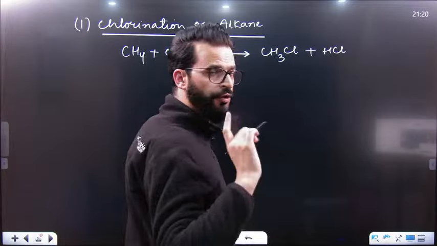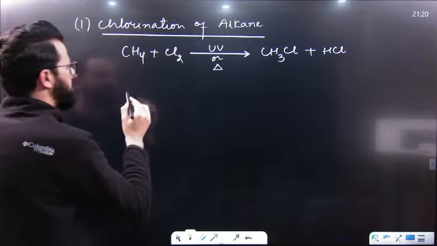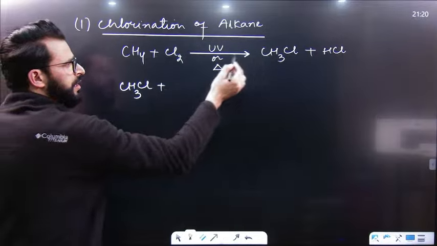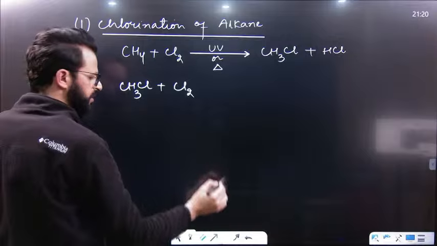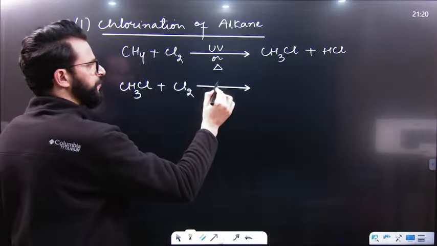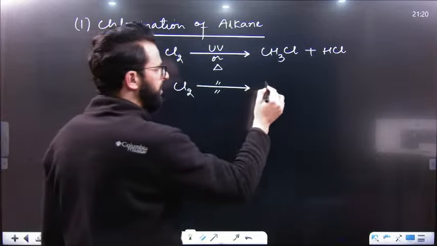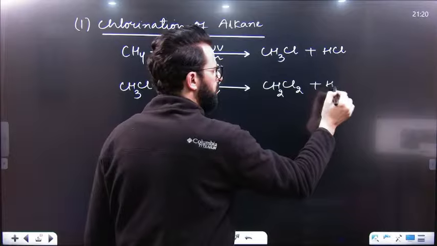Now let me know, if this chlorine is taken in excess, can I say it will react with this CH3Cl? I mean, say the product of the first reaction, this chlorine will react with the product of the first reaction under similar conditions. But if chlorine is taken in excess, then what will happen? Another hydrogen will be replaced. So it will result in the formation of CH2Cl2 plus HCl.